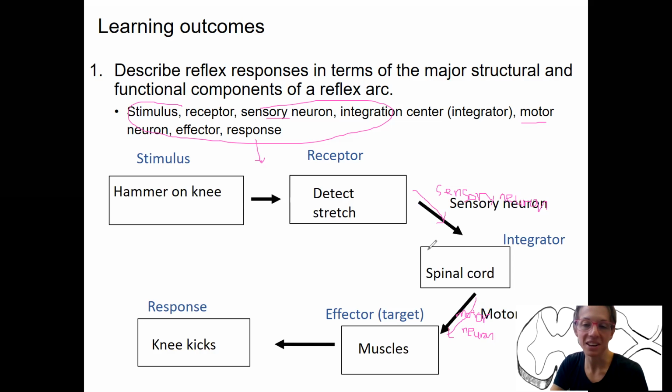So here are those components. A hammer on the knee is the stimulus. There are receptors. We'll look more at what these are called later.